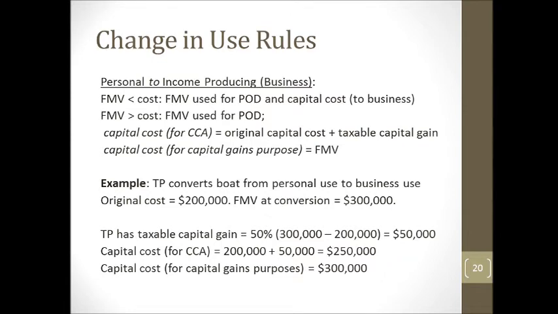However, for CCA purposes, the capital cost of the asset acquired for business use will be equal to the original cost plus 1/2 of the capital gain realized on the deemed disposition. Now, the reason for this rule is to ensure that only the portion of the gain that had been taxed, that is the 50% portion, would be eligible for CCA deductions in the hands of the business. Another complication is that for capital gains purposes, the capital cost of the asset in the hands of the business would be equal to its full fair market value.